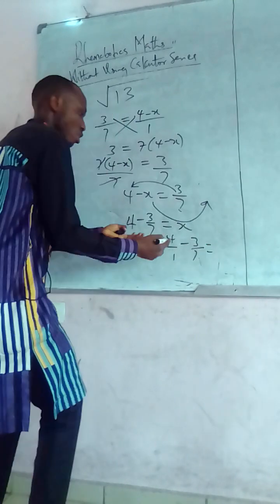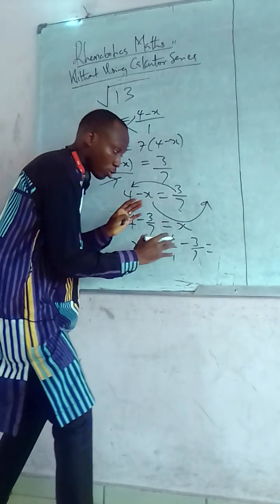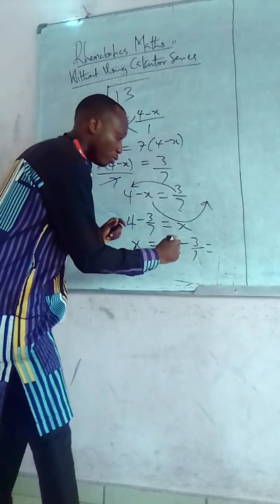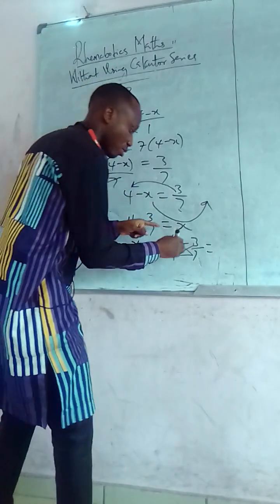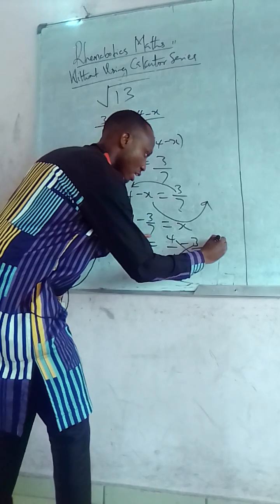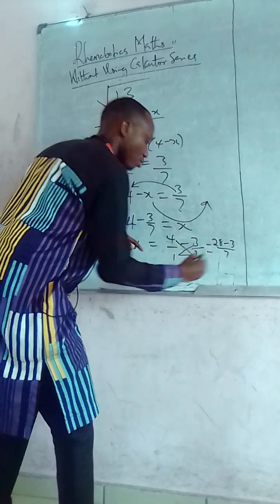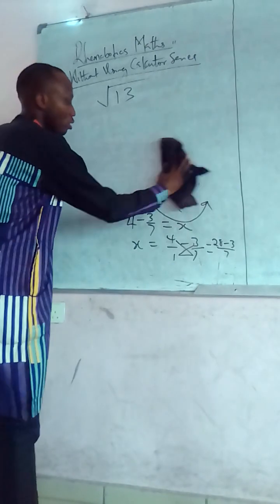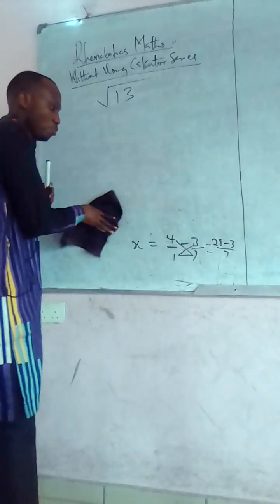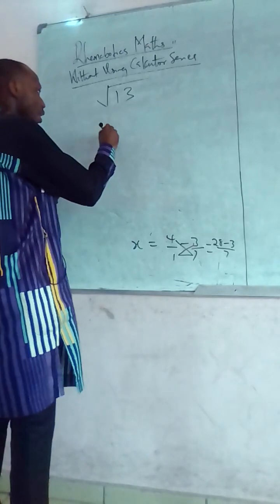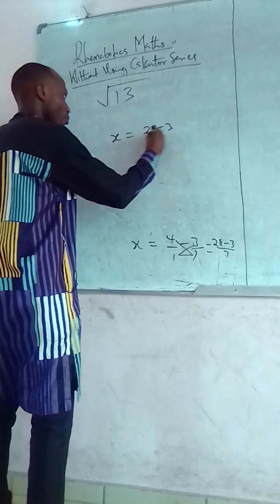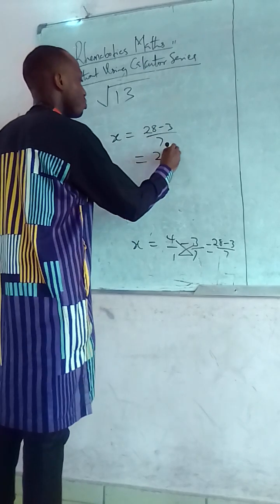If I do it with a shortcut, it's called the BODMAS symbol. I'm going to use it here to solve this fraction. I'm going to get 28 minus 3 over 7. So let's get that value. Please, you can pause, rewind, and all that if you missed it somewhere. So x is equal to 28 minus 3 over 7. That gives us 25 over 7.